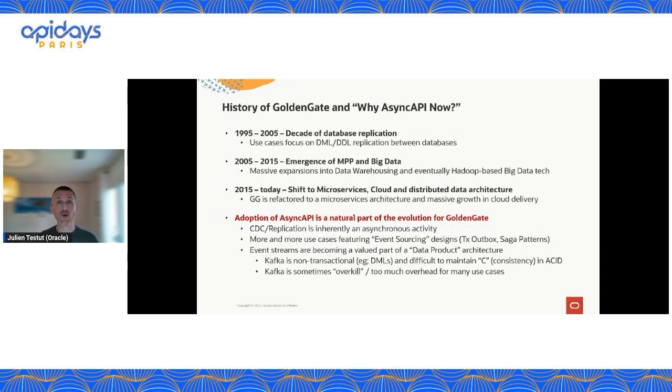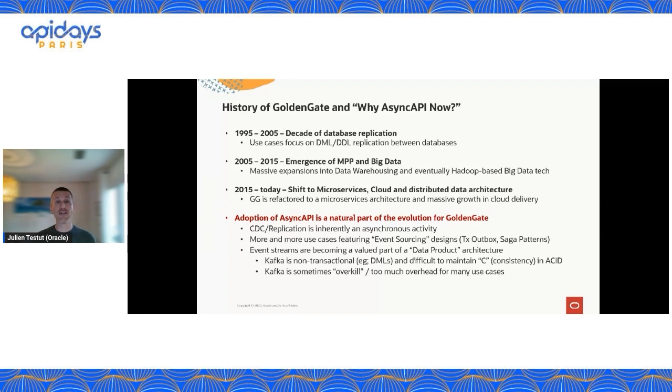So now you may wonder, why Async API? If you look back at the CDC or replication market, from the mid-90s all the way to the mid-2000s, it was all about doing replication between database systems. So OLTP to OLTP, most likely disaster recovery, high availability. But then we also started to do real-time data warehousing, so OLTP to OLAP. There was also some reporting offloading that was done between databases.